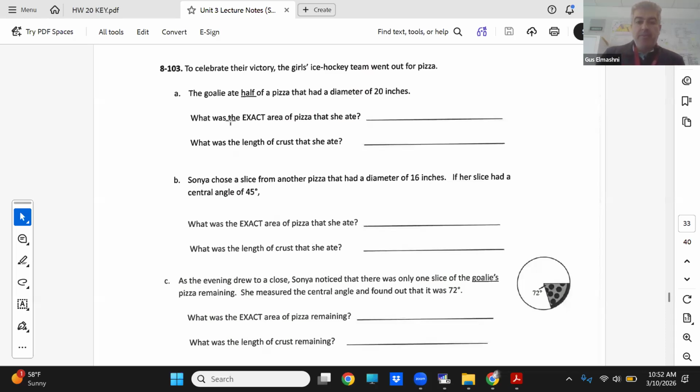So anyhow, to celebrate their victory, the girls' ice hockey team went out for pizza. The goalie had quite the appetite. She ate half of the pizza that was 20 inches. What exact area did she eat? What was the length of the crust that she ate? Oh, this is a good one. I like this one.